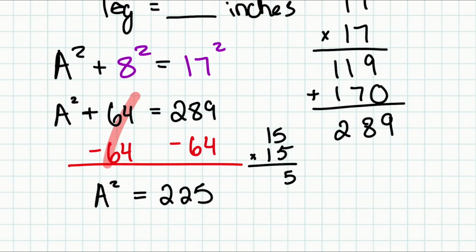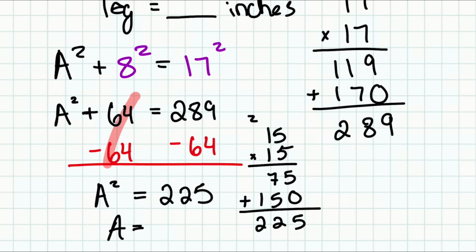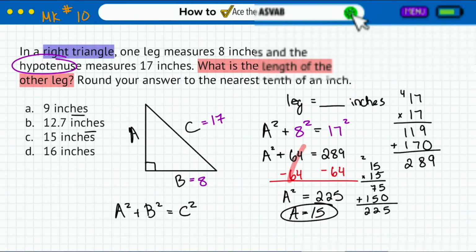5 times 5 is 25. 1 times 5 is 5, plus the 2 is 7. And then we have 5 times 1, 1 times 1, and that right there is 225. So there, we know for a fact that a is indeed 15. And so there we go, we found that leg. Answer is C. Ooh, yeah, my party people. And there we are with question number 7.